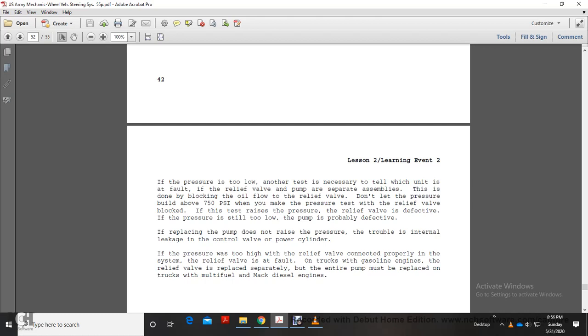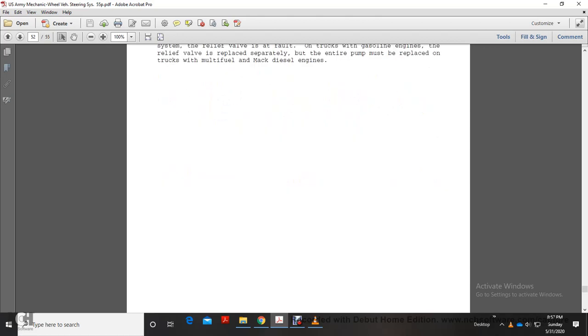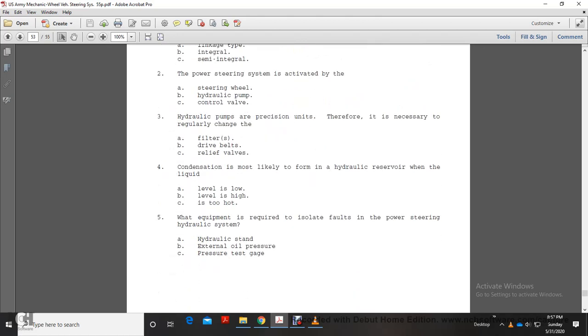If replacing the pump does not raise the pressure, the trouble is internal leakage of the control valve or the power cylinder. If the pressure was too high with the relief valve connected properly within the system, the relief valve is faulty. On trucks with gas engines, the relief valve is replaced separately, but the entire pump must be replaced on trucks with multi-fuel Mack diesel engines. And that was lesson 2.